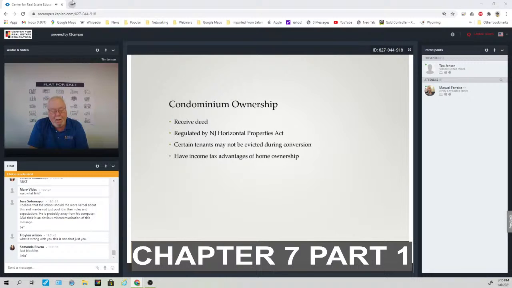And if a tenant doesn't want to move out and is on a long-term lease, they just can't make them move out. There is a way to get them out, however. That condo conversion company could offer the tenants a buyout. In other words, they can tell them, we'll pay you to move out.